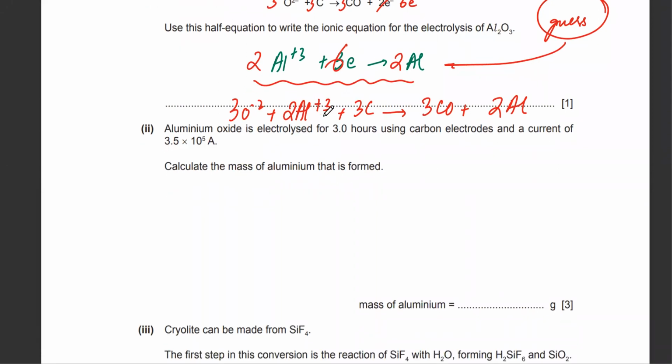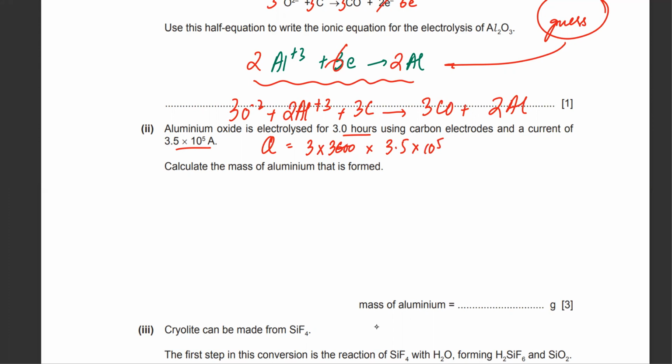Now the next one is about the Faraday constant. Aluminium oxide is extracted for 3 hours using carbon electrodes and a current. First thing, time and current is given, so you can find the charge. So Q is equal to IT. What is 3 hours? 3 hours into 3600 seconds. That's the time, and the current is 3.5 times 10 power 5 amperes.